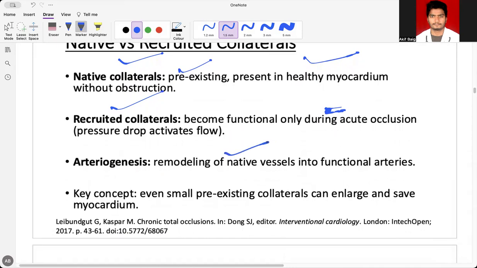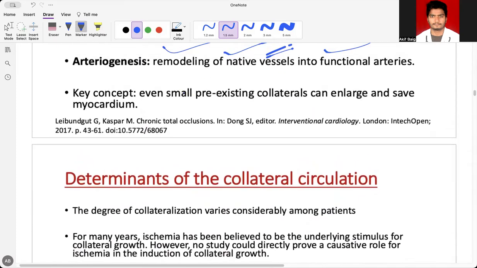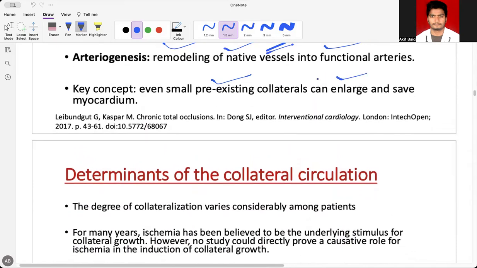Arteriogenesis is the remodeling of native vessels into functional arteries. So there were native vessels which were not functioning much. Now they have come into function because of the remodeling, and that is called arteriogenesis. The key concept is that even small pre-existing collaterals can enlarge and save the myocardium.